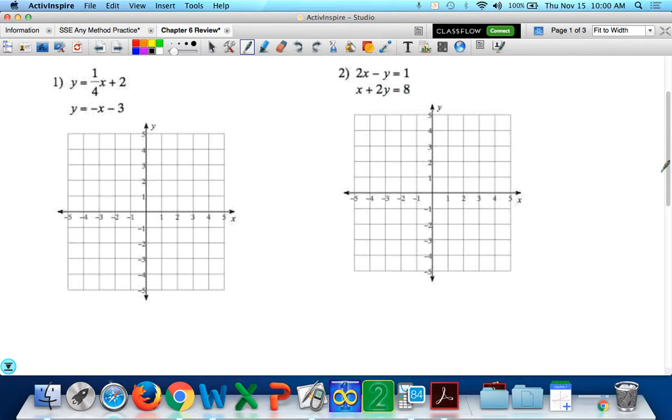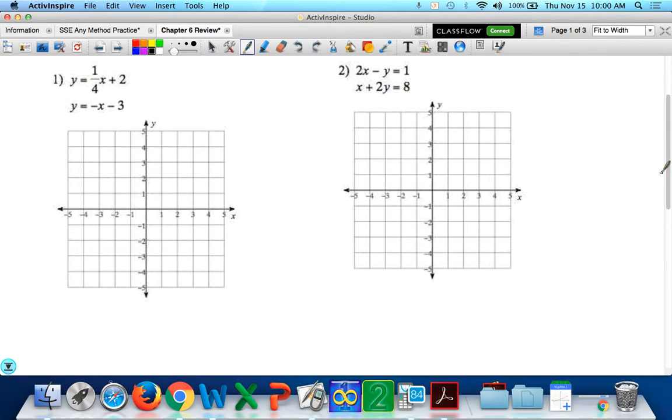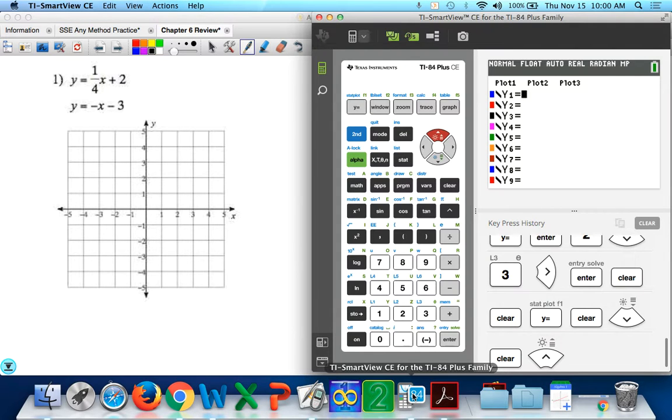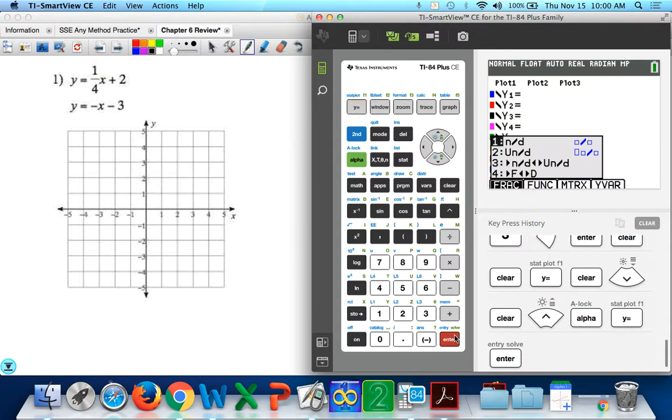Remember, this test is largely going to be, in fact, it's all going to be open answer. So you have to be able to do these. There's no multiple choice to lean on, okay? This first one's the one we really love to see because it's already got y solved for on both of them. Now, you can just graph this one by hand, okay?